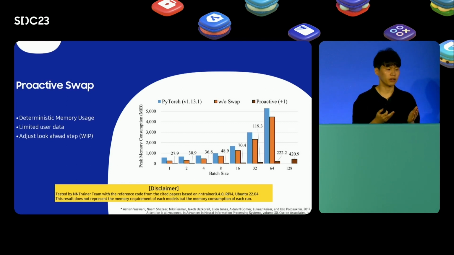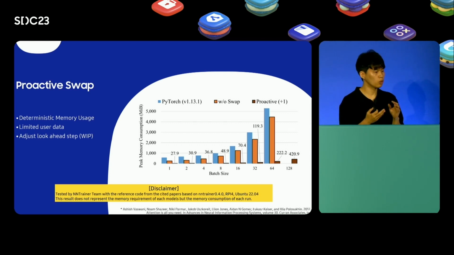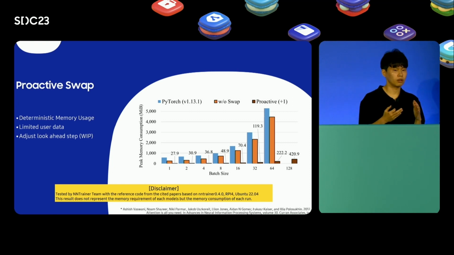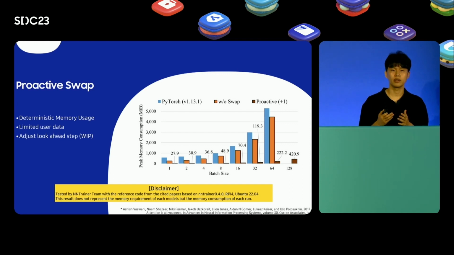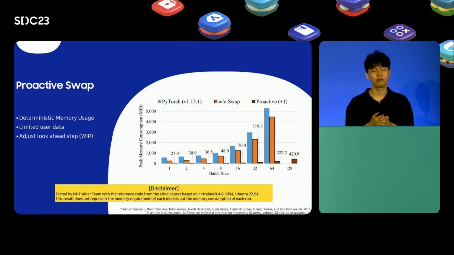And thanks to the proactive swap, we can reduce the peak memory consumption of the transformer models from 4 to 5 gigabytes to about 200 megabytes. And please note that proactive swap is still a work in progress for the optimization.